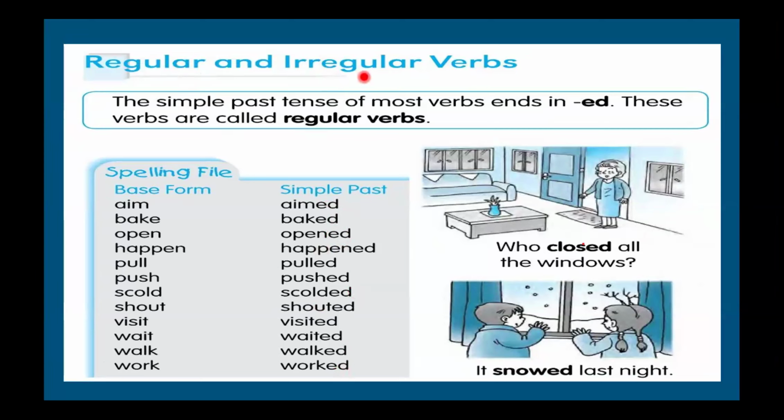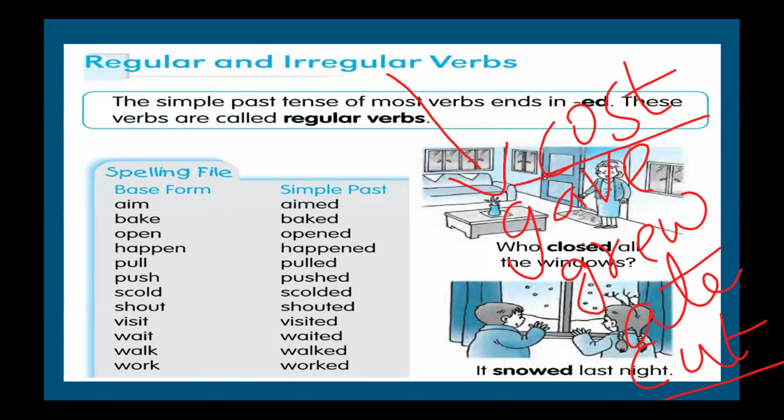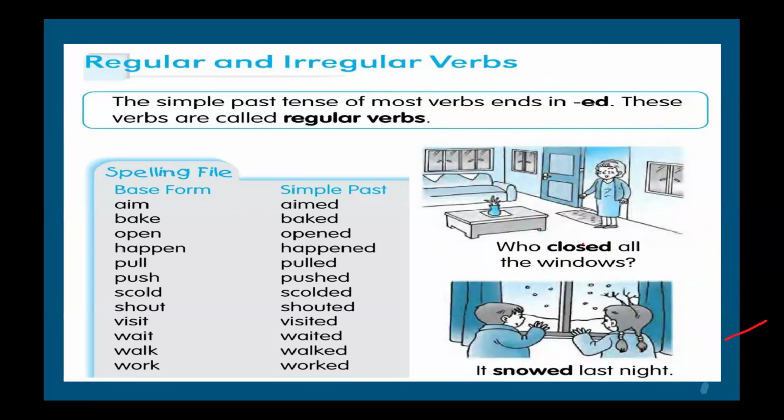What are irregular verbs? Verbs that don't end in ed. Like just now we saw gave, grew, ate. What are these? These are your cut, C-U-T, or cost, C-O-S-T. These are your irregular verbs. And then we saw some irregular verbs don't change, and some irregular verbs change their form.